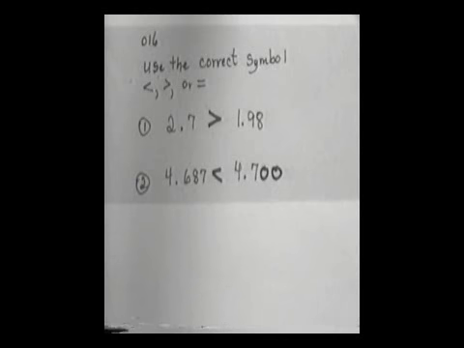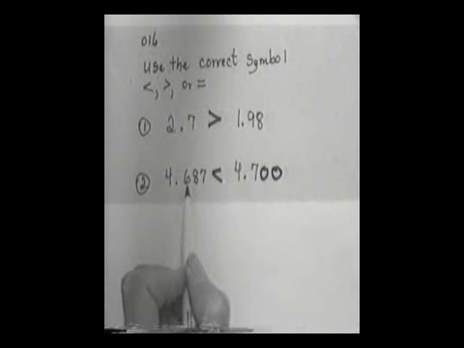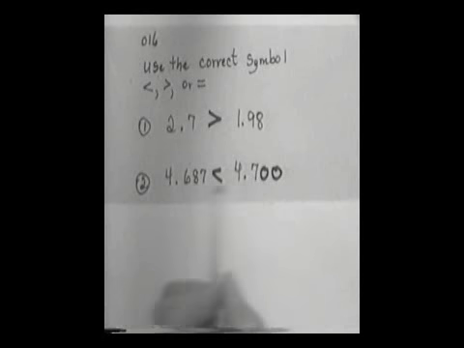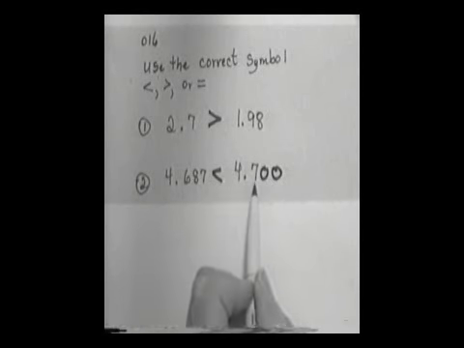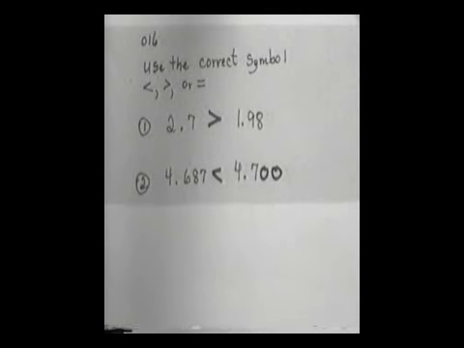Another way to have gotten that answer would have been just to look place by place. Since the whole number's place is the same, then you go to the tenths. This one has 6/10. This one has 7/10. 6/10 is less than 7/10. So that makes my first number less. Let's look at another one.